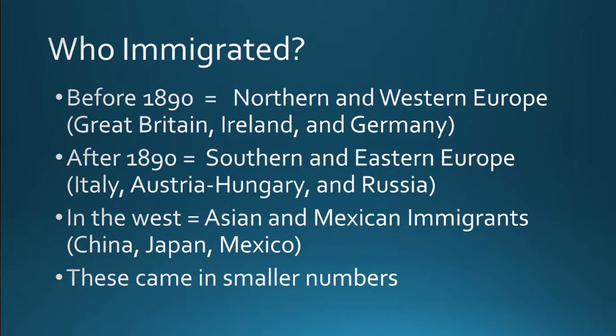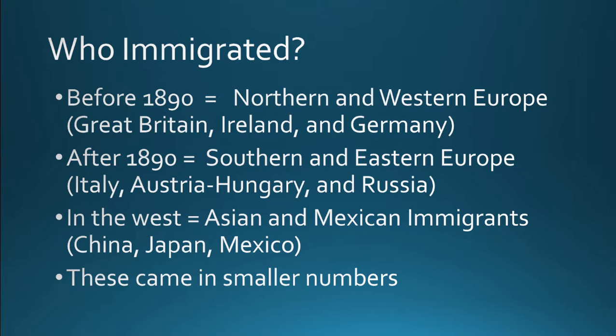And who are the people we got? Well, there's going to be two distinct time periods. One is before 1890. So again, this Industrial Revolution, sometime after the Civil War, up until about 1890, is mostly Northern and Western Europe. That means Great Britain, Ireland, Germany. These are all blue-eyed, blonde-haired, for the most part, English-speaking people. They look like, quote-unquote, the native person.